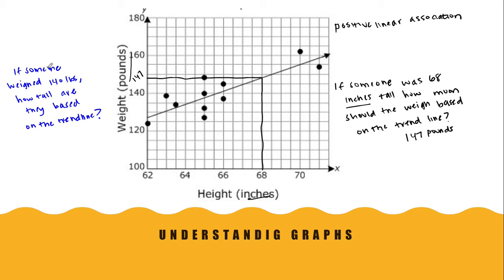So this is talking about 140 pounds. Which axis is pounds? The y-axis. So 140. And no, I don't wait till I hit a dot. I always base it on the trend line. Bam, I hit my trend line. Bring the trend line down. That person would be about 66 inches tall.